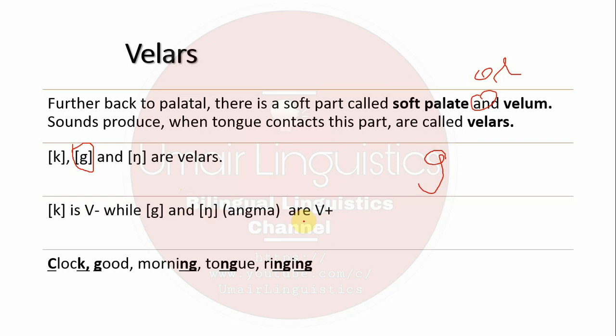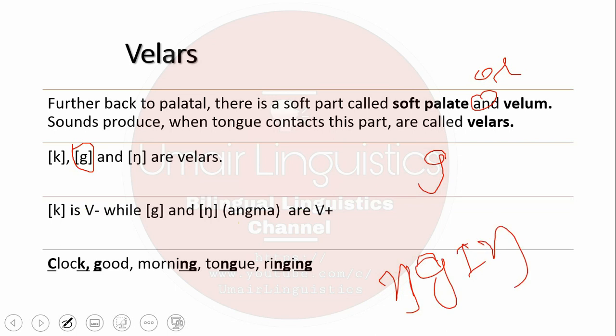So many examples: in ringing we have this sound, ring and king. In tongue we have this sound. At the end of morning we have this sound. At the beginning we have this sound, and at the beginning and at the end we have clock.